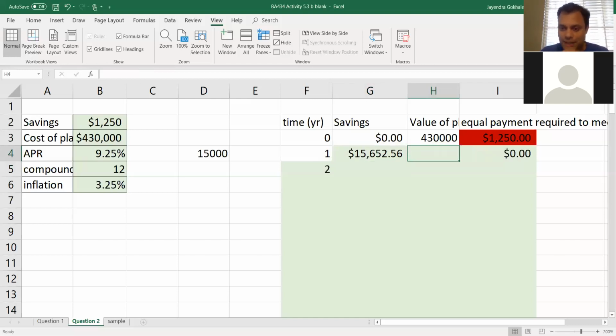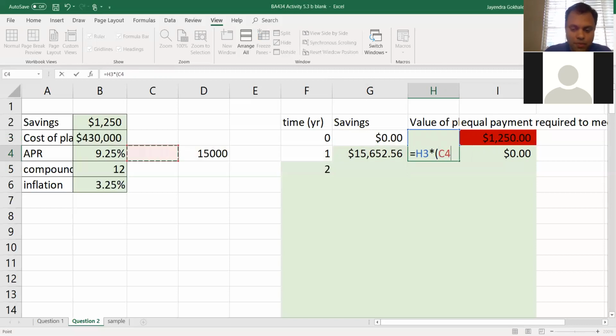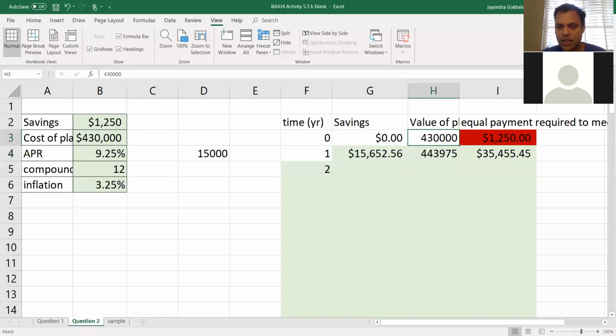H4 is basically, look, the cost of the plane was $430,000, right? Now what happens is after 1 year, it becomes bigger by one plus inflation. And I'm fixing the cell, but not the previous cell. I'll explain in a minute why. So first, let's understand. This is the previous value, the beginning value of the aircraft as of the beginning of the year. By the end of the year, the value grows by the inflation rate. So the end of the year value is greater than the beginning of the year by 3.25%, okay?